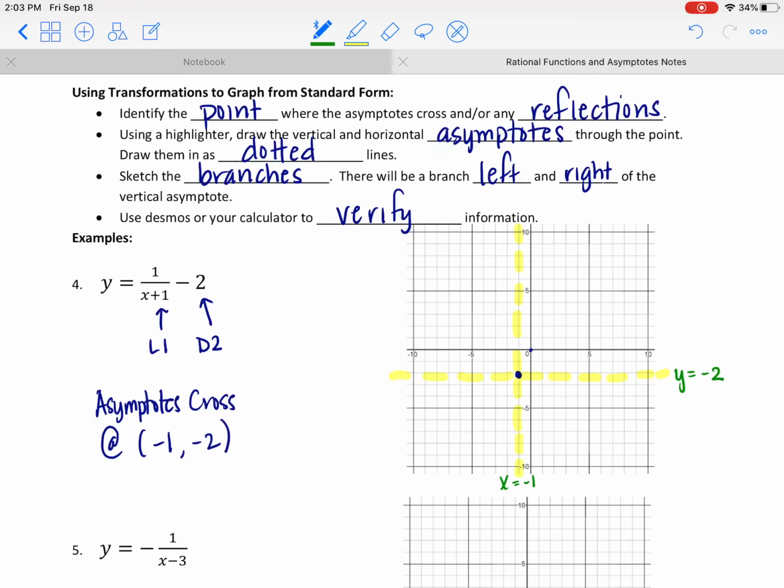Okay, now since there weren't any reflections in this graph, those branches need to be in the same quadrants as the parent, and that would have been top right and bottom left. And it's just a sketch. I don't even really care when you're sketching here where they cross the axis, whatever. I just want the branches to be in the right location. So really you should have a branch approaching the axes here, and then a branch approaching the axes here.